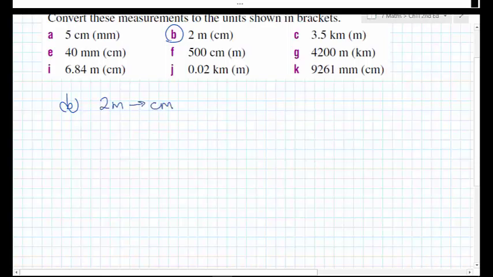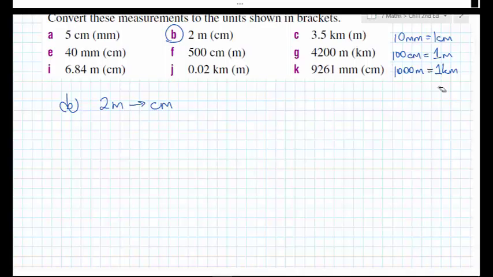What we can always do as well is remind ourselves of what unit relationships there are, and we know that 10 millimeters equals 1 centimeter. We also know that 100 centimeters equals 1 meter. We also know that 1,000 meters equals 1 kilometer, which is what kilo means: 1 kilo means 1,000 of something.